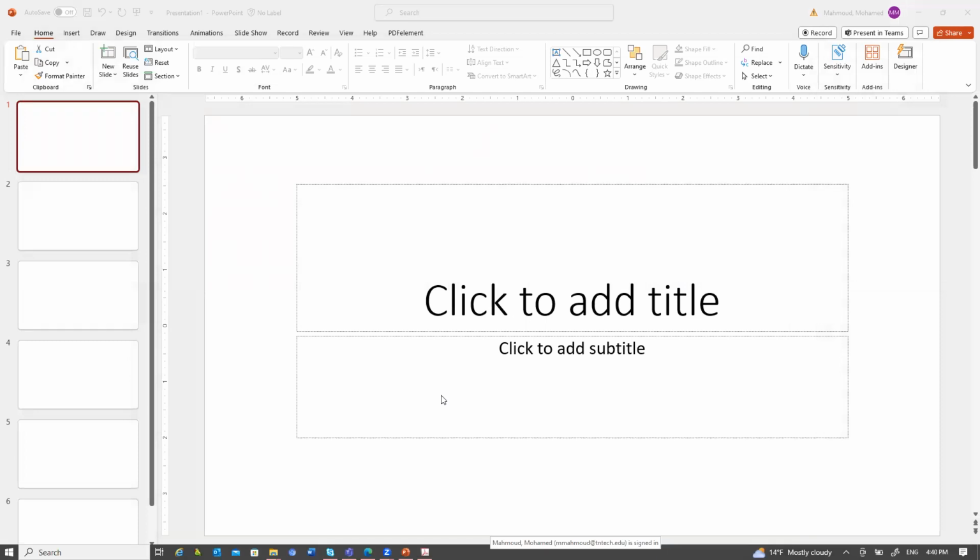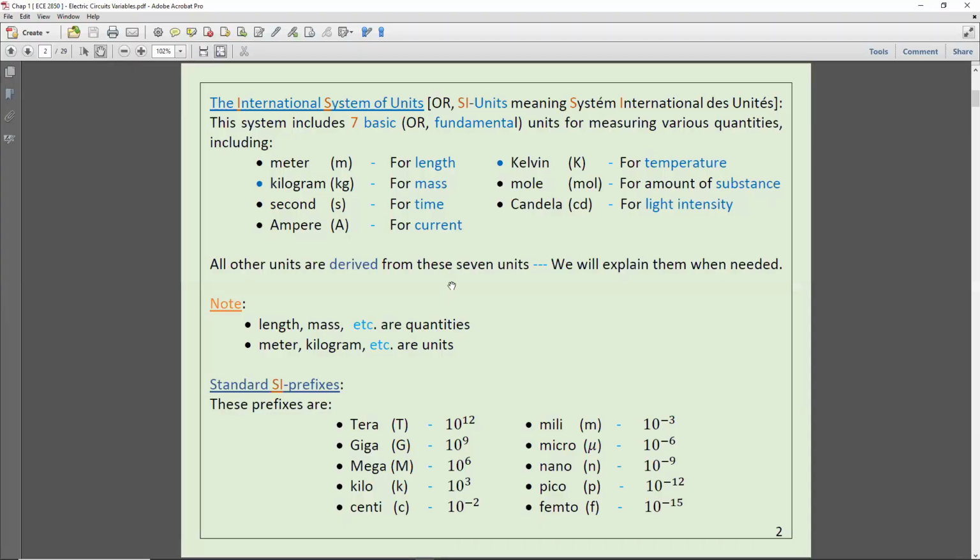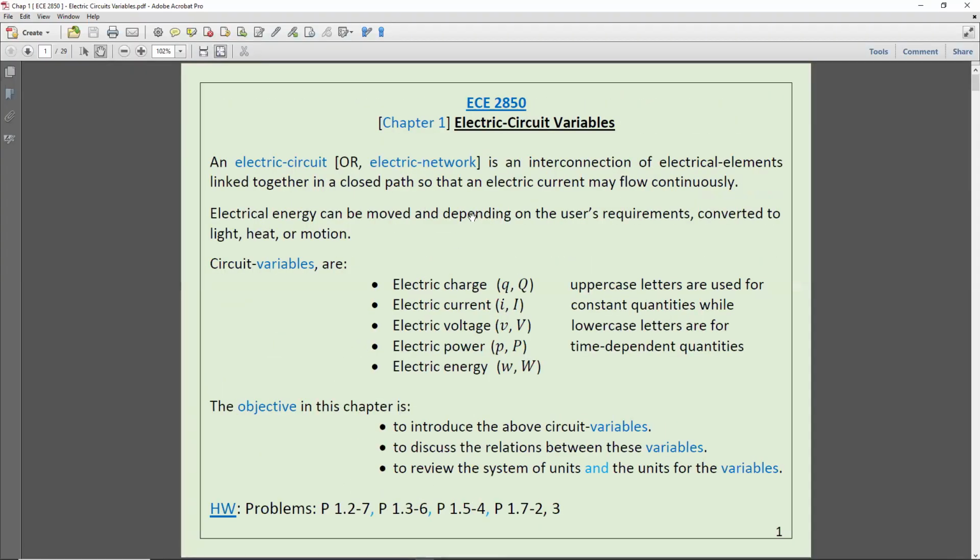So now I'm going to start chapter 1. Chapter 1 is about electric circuit variables. In the very beginning, I define what we mean by electric circuit. It means an interconnection of electric components, or electrical elements. And in chapter 2, I'm going to explain what I mean by electrical elements.